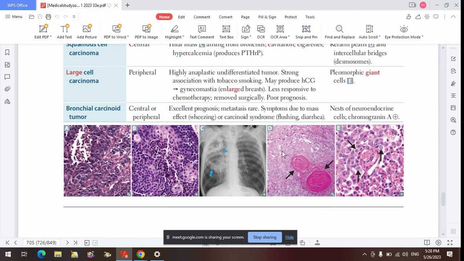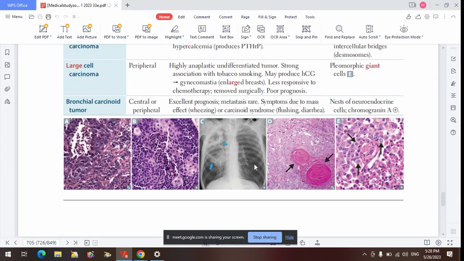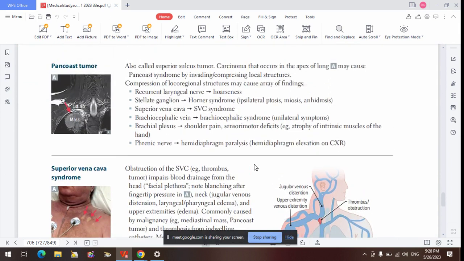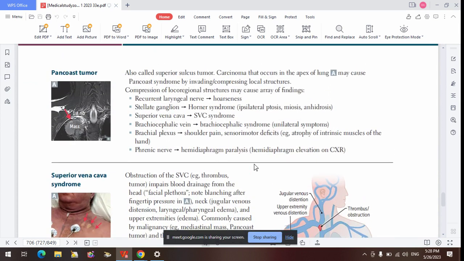They also contain neuroendocrine cells that stain for chromogranin A, as you can see here. So we should not forget that. Pancoast tumor is one of the complications of lung cancer, especially a cancer that is sitting on the apex of the lung. We call it the superior sulcus tumor, the superior portion of the lung. It causes symptoms by compressing on the local structures, the structures that are surrounding that area.